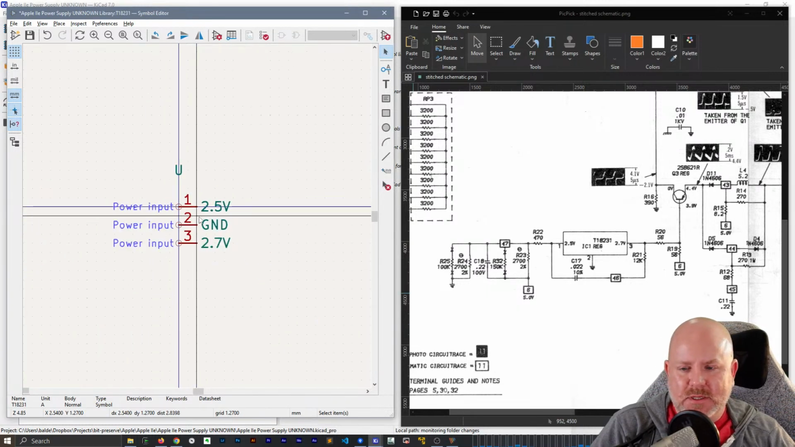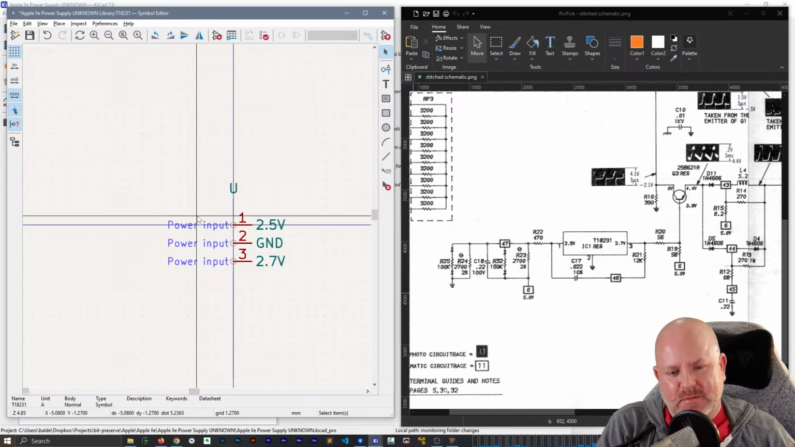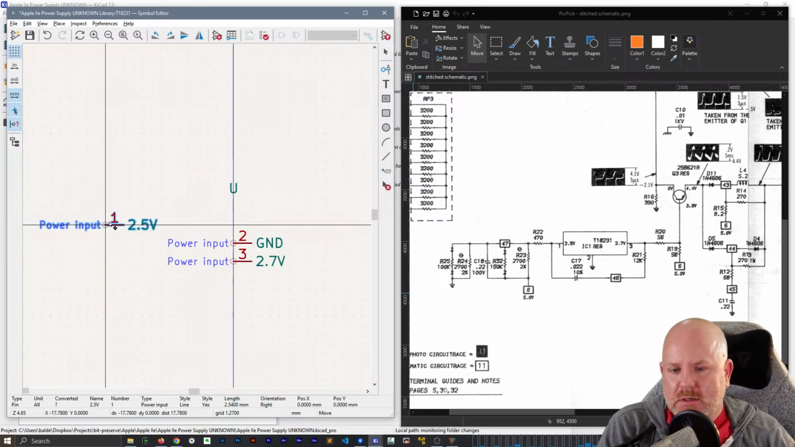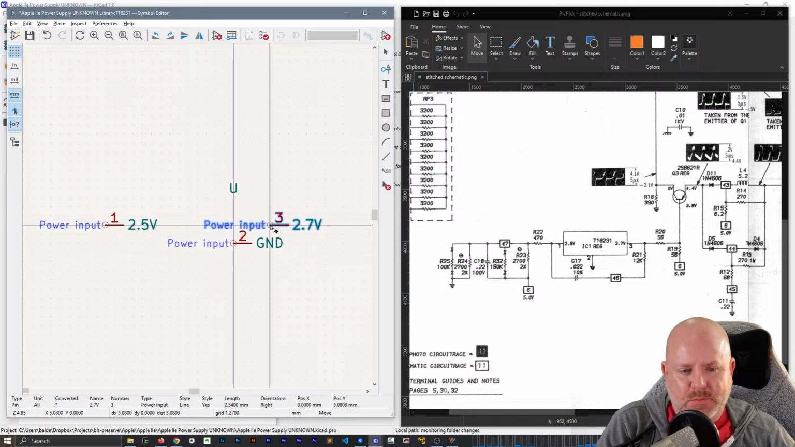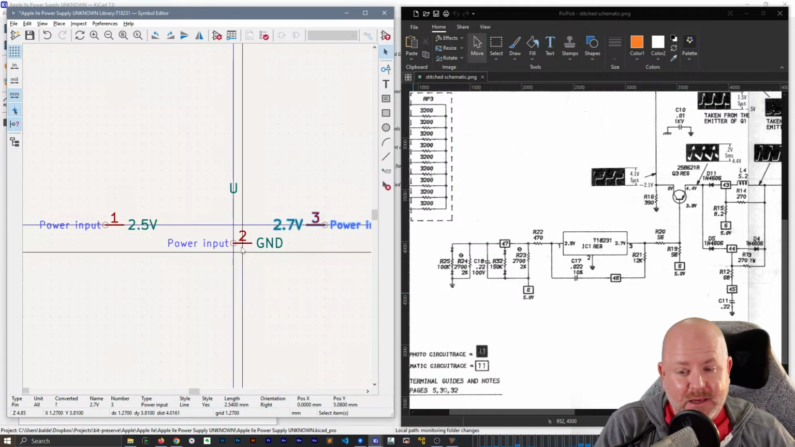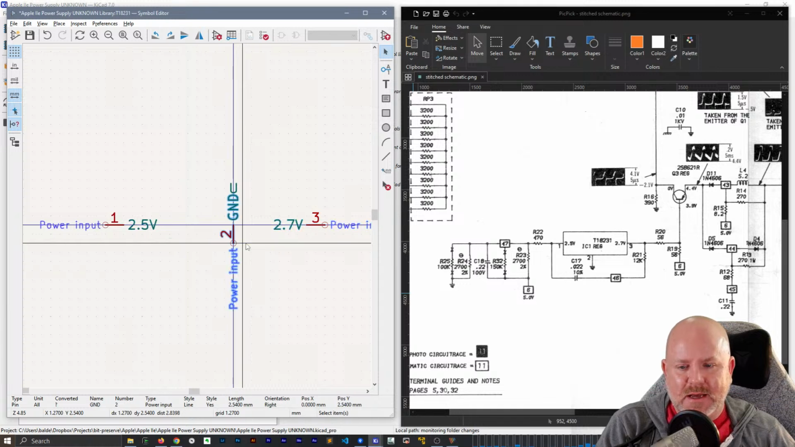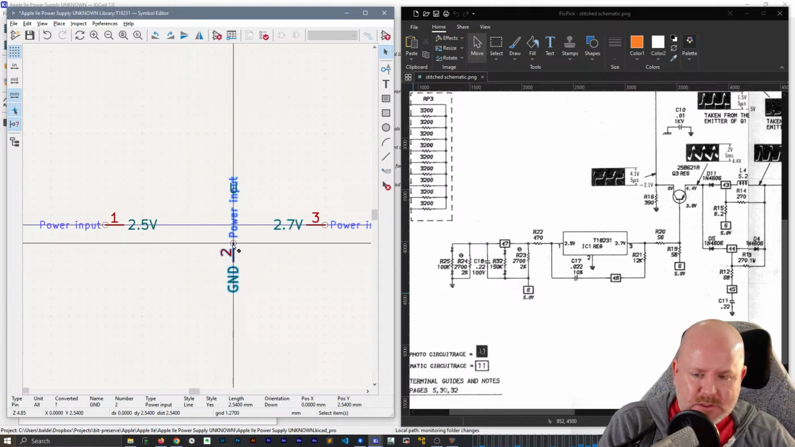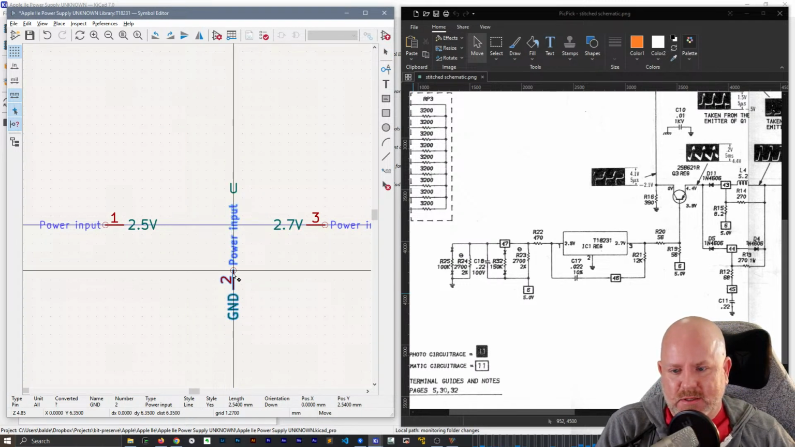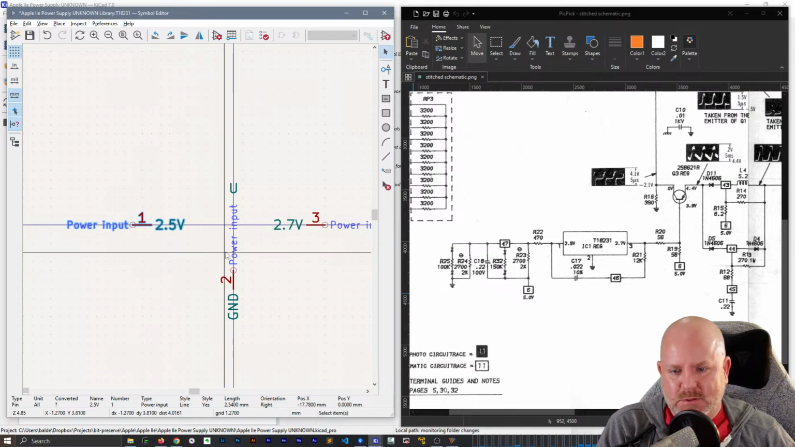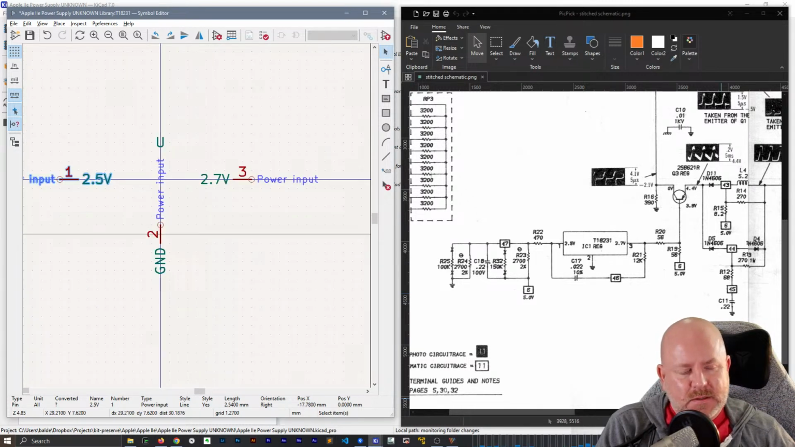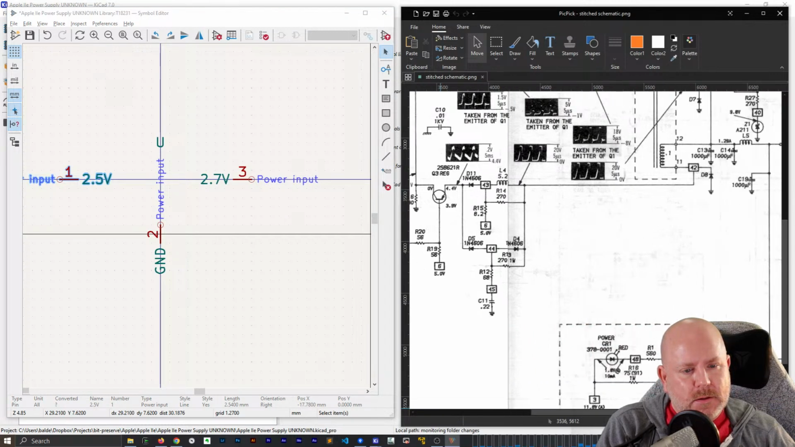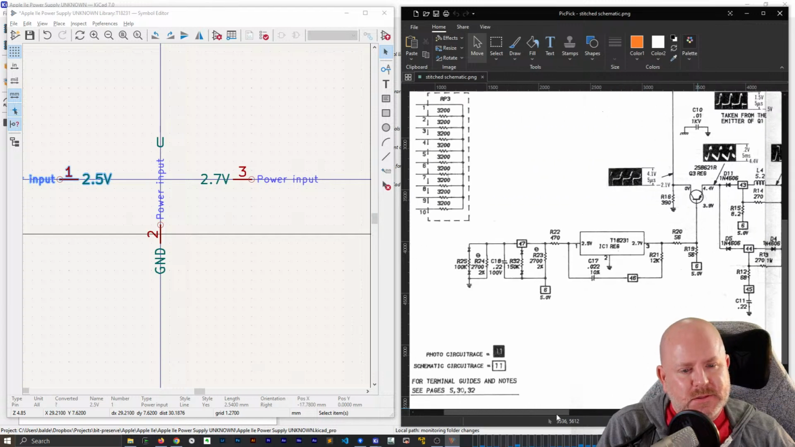Okay, I'm going to leave those as inputs for now. I'm not sure what's going on here. I wish I could find something that told me what this IC is, because I feel like it's a controller, that it's actually controlling the switching. But I don't understand. Yeah, I wonder.